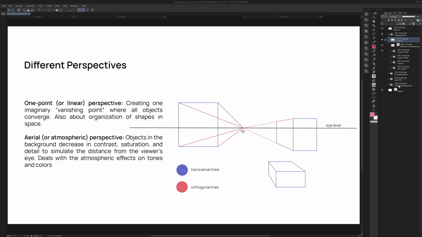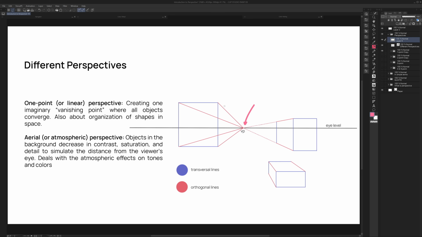So let's go through different kinds of perspectives. We have a lot of them, but I will go through the basic ones or the most used ones. We have 1-point perspective. This actually isn't used that much because it's very simple. The main thing is that you have an eye level and only one vanishing point, and all the orthogonal lines are going towards the vanishing point.